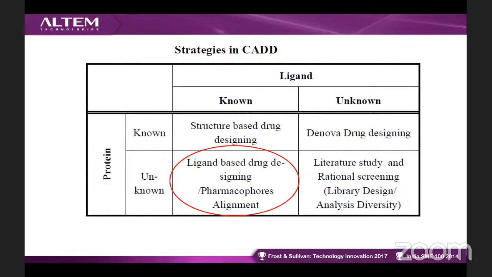And let me put it in words: if you have a known ligand, but you don't know for which disease you have to use it, then you have to go for ligand-based drug designing, or a pharmacophore.